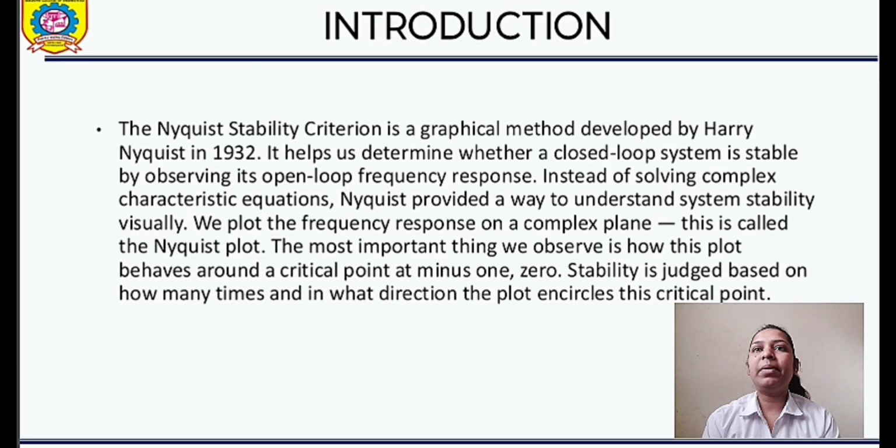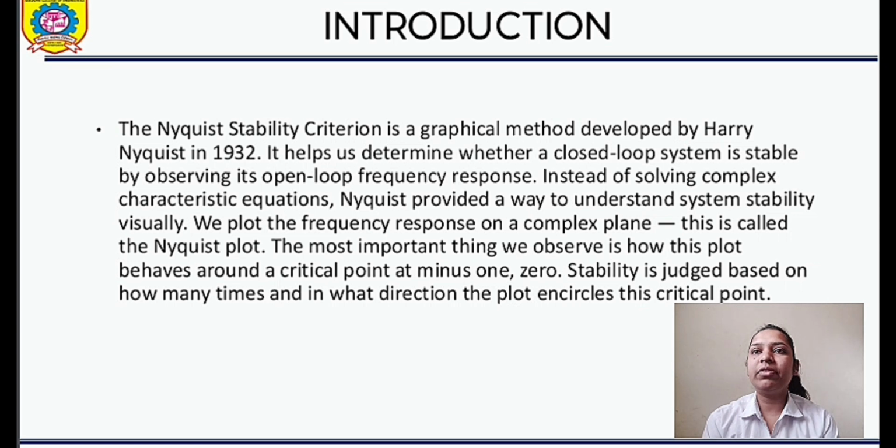The Nyquist stability criterion is a graphical method developed by Harry Nyquist in 1932. It helps us determine whether a closed loop system is stable by observing its open loop frequency response. Instead of solving complex characteristic equations, Nyquist provided a way to understand system stability visually.